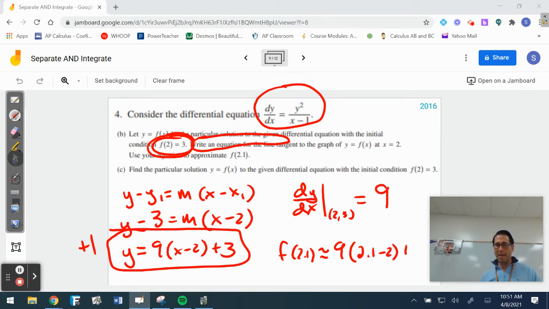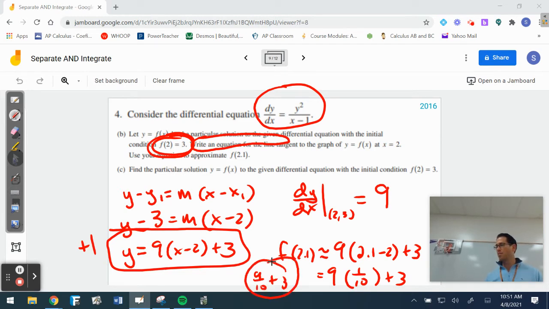So some students might struggle, so I will work through this one with you. So that'd be 0.1, which is 1 over 10. So there you go. It's just 9 over 10 plus 3. Boom. Don't even add them together if you don't want to, but that would be 3.9. Hopefully we should be able to figure that out.